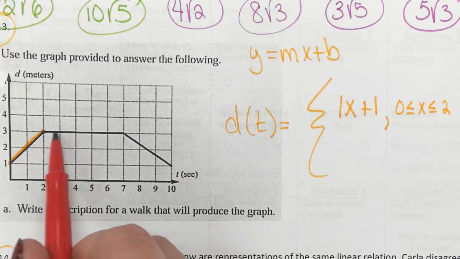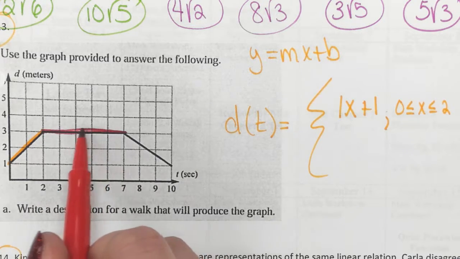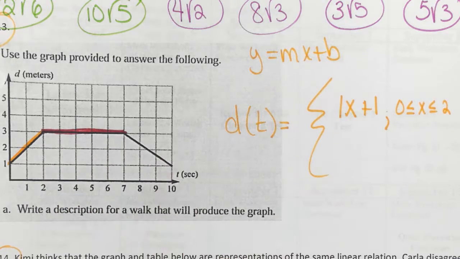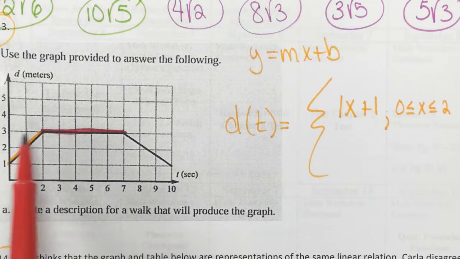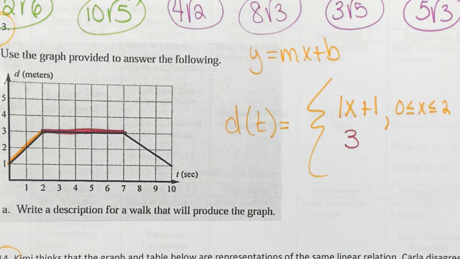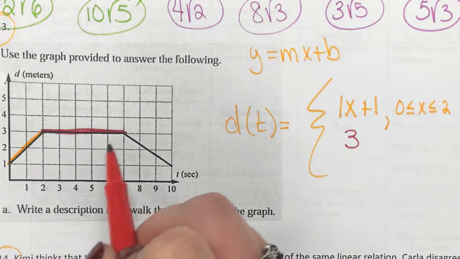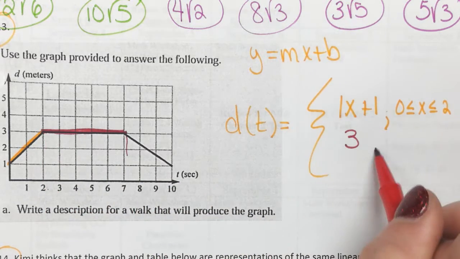All right, so right here, this is our second one. It's a flat line, when it looks horizontal. It's just plain old 3, right? It's just y = 3, because there's no slope that goes with it. Or technically it does have a slope, but it's 0. All right, what are the x values that that's between? 2 and 7. Very good.